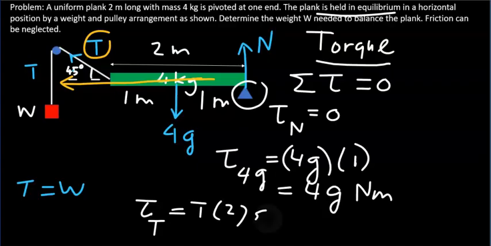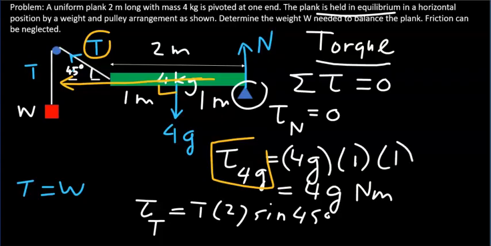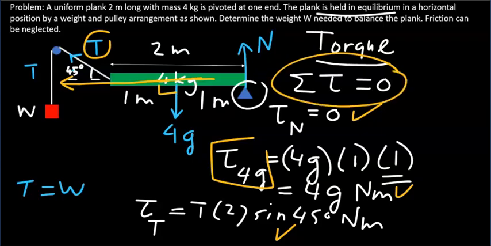So sine 45 degrees. We note here that when we calculated the torque due to that 4g, that angle is 90 degrees, so sine 90 is 1. So we did not write anything there, it's just 1. So there we have it. We have 3 values, 1, 2, and 3. They all must sum up to 0.